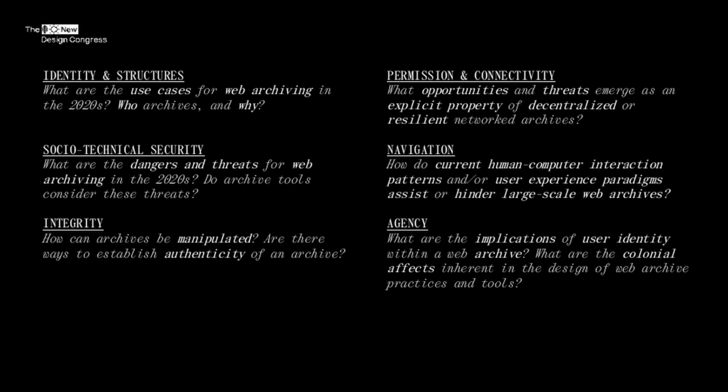Then we have permission and connectivity. So how do networked web archives fit into the use cases identified above? What opportunities and threats emerge as an explicit property of decentralized or resilient network archives? The permission patterns as well: what permission patterns can be identified from a deeper understanding of the topographies of archives, and the whole question about permission systems and how they dictate the topographies of those network archives?